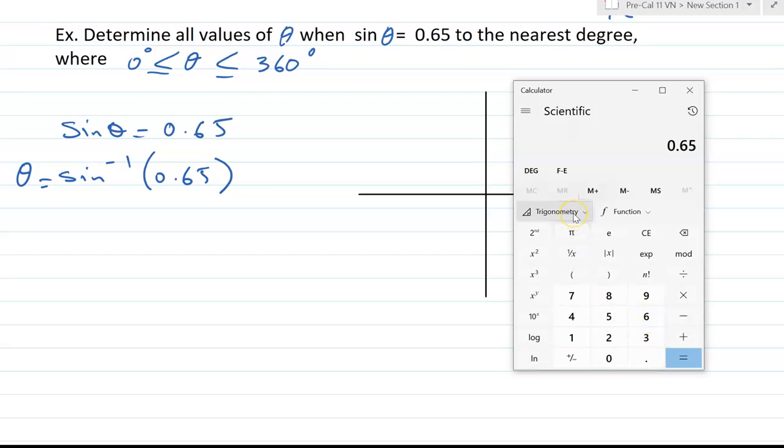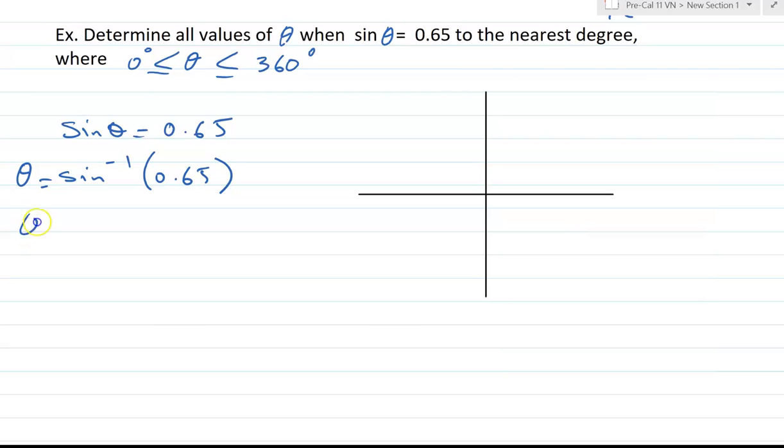and then trigonometry, second function, and I want the inverse sine. Here we go. Sine inverse of that. So I get approximately 40.54. So approximately theta is 41 degrees. That's what I would get. And I quickly sketch the standard position angle theta in quadrant 1, which is right here. That's 41 degrees, based on the first value that I get.